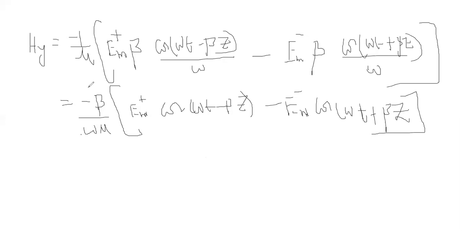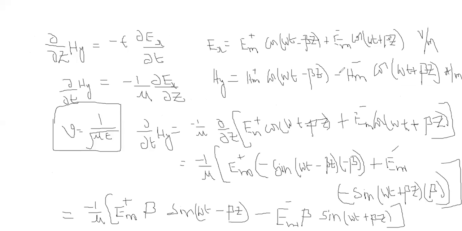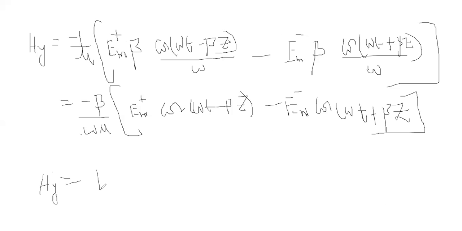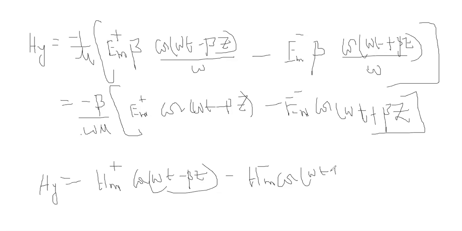Assuming this, the total function as Hm plus, Hy is equal to, I am rewriting this function as already I wrote here, equating this function Hy is equal to Hm plus cos, Hm minus cos function, Hm plus cos omega t minus beta z minus Hm minus cos omega t plus beta z.